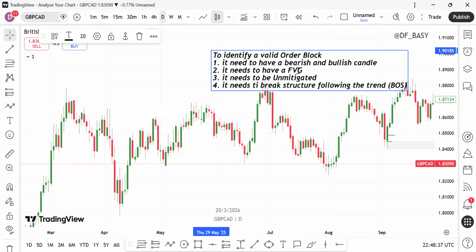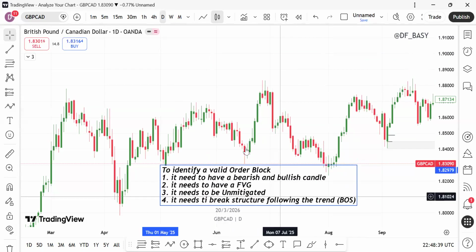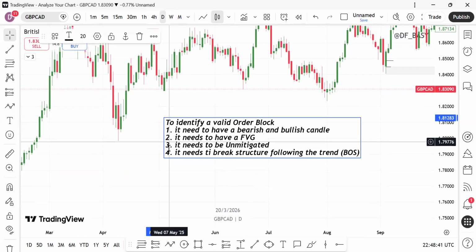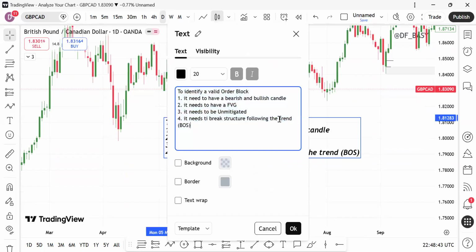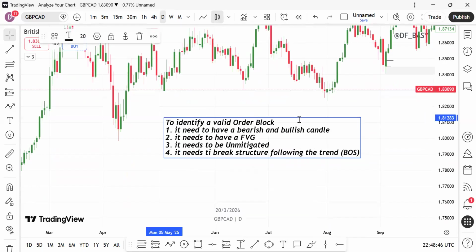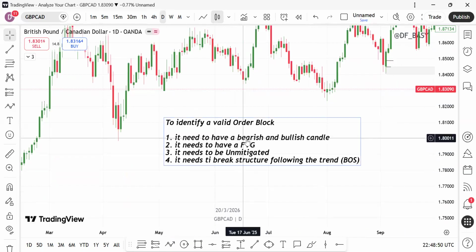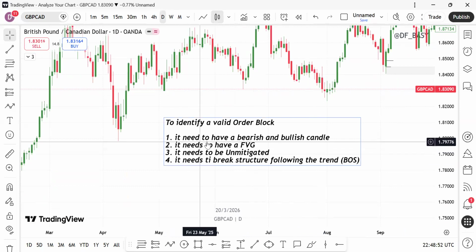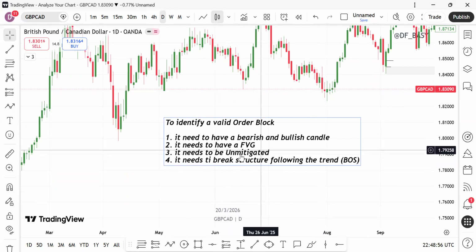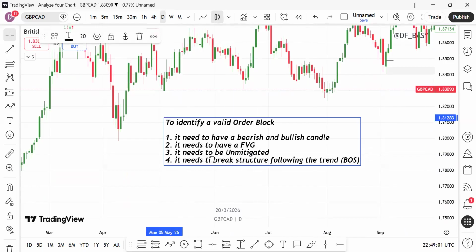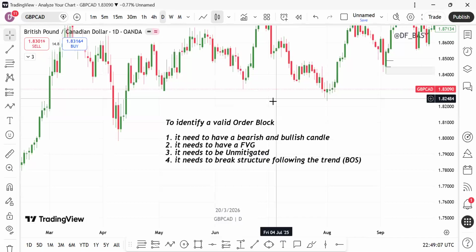All right. So read this and read this well. To identify a valid order block. Are you with me? To identify a valid order block, one, it needs to have a bearish and bullish candle. Number two, it needs to have a fair value gap. Number three, it needs to be unmitigated. Then number four, it needs to break structure. To break structure following the trend of the market at that point.